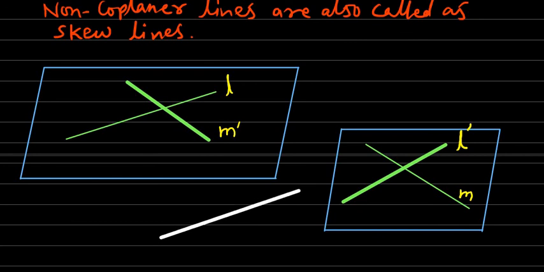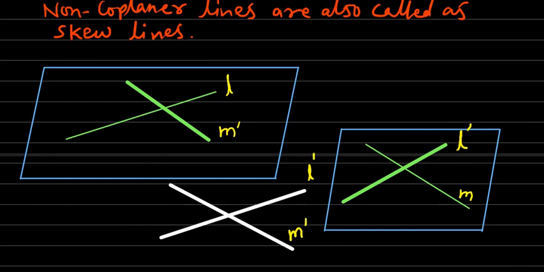Okay, this is a line parallel to the line L, and we'll draw another line which is parallel to the line M. Suppose that line is this. Then the angle between these two lines, L dash and M dash, is the same as the angle between the given lines L and M. In such a way, the angle between two non-coplanar lines is defined.